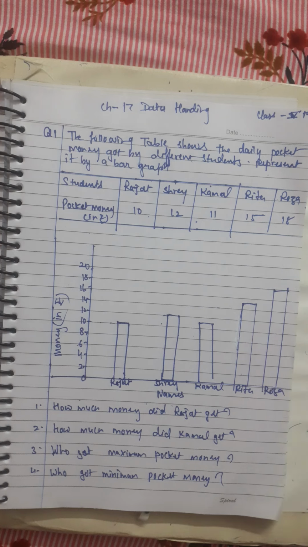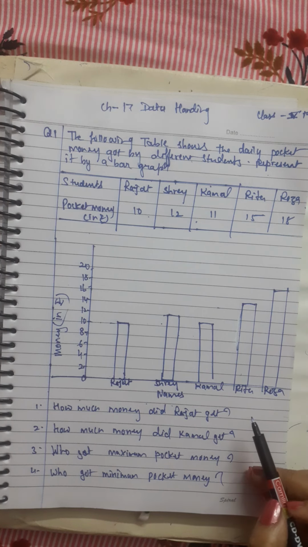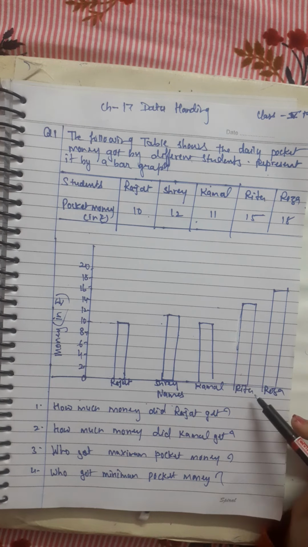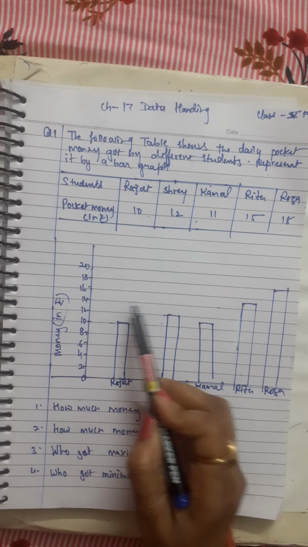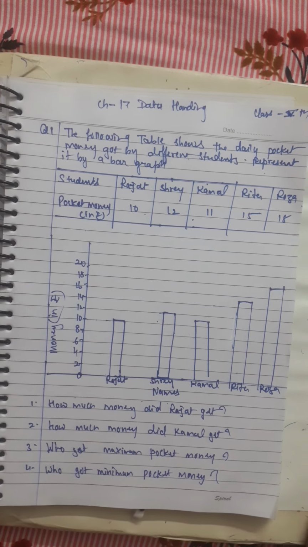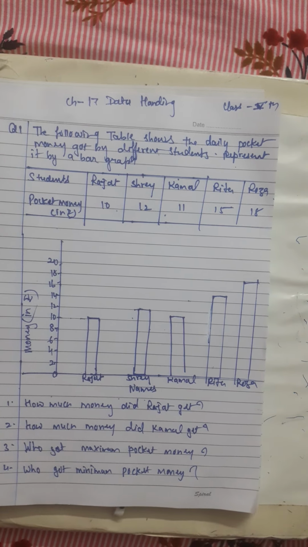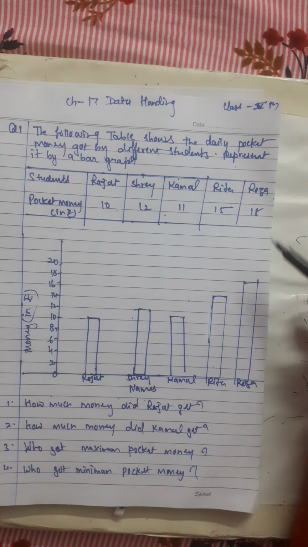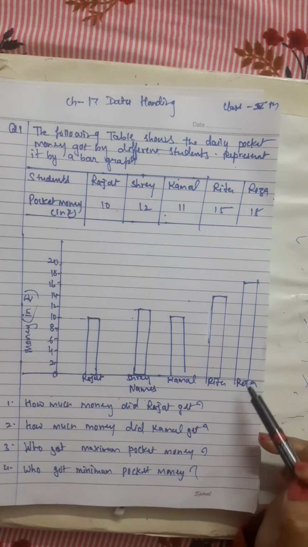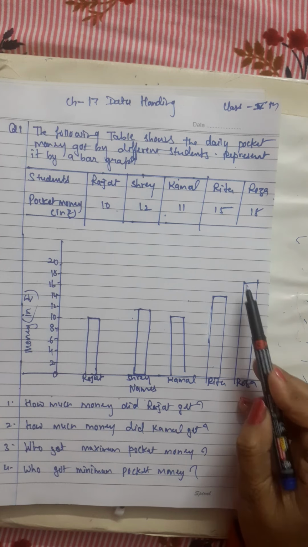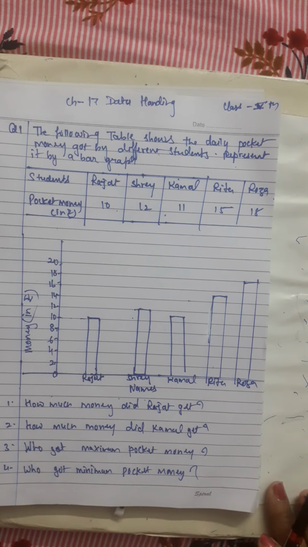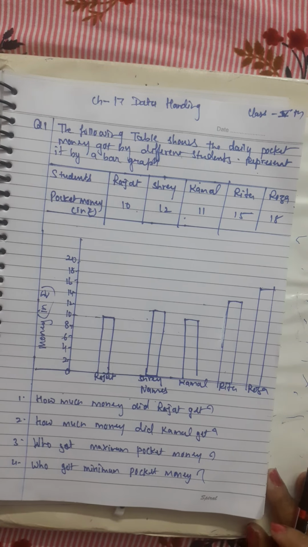Next student is Rita. Rita got 15 rupees, so we have to draw a bar in between 14 and 16, and this is showing 14 और 16 के बीच तक. We will draw till here. Now next student is Rosa. Rosa got 18 rupees as pocket money, so we have to draw the bar of Rosa's money till 18, and we will draw till here. So in this way we can draw a bar graph for the given data.